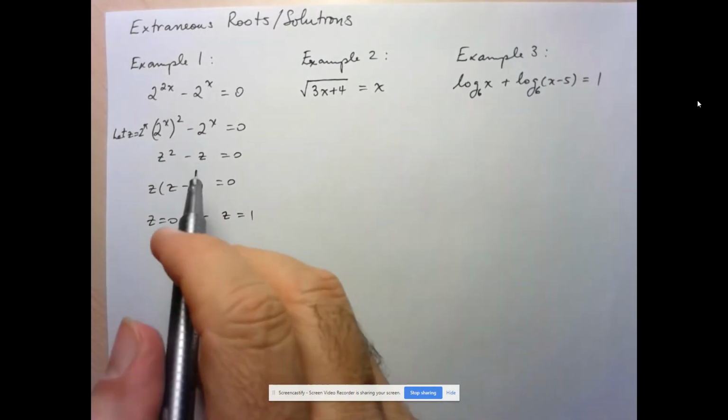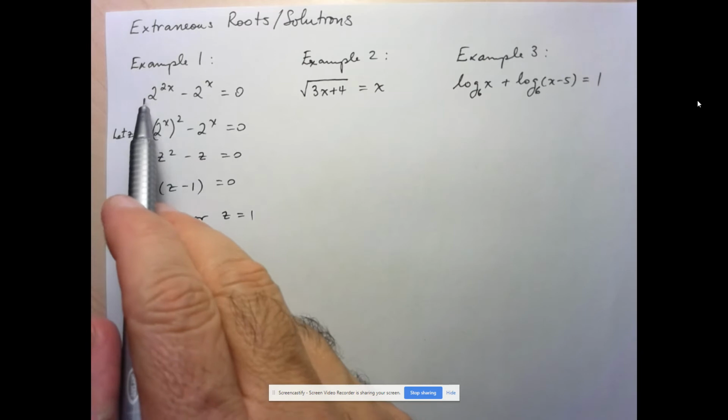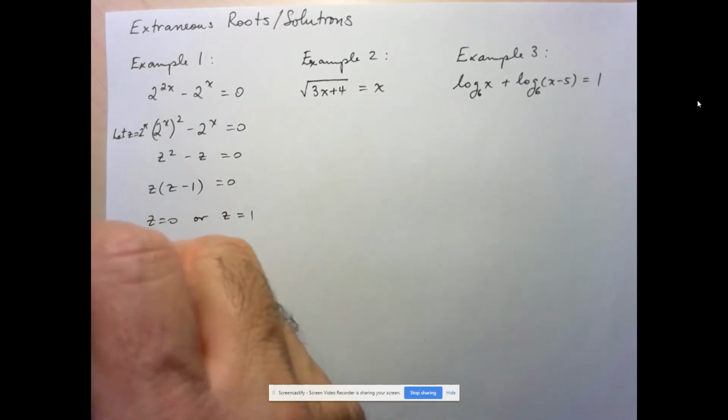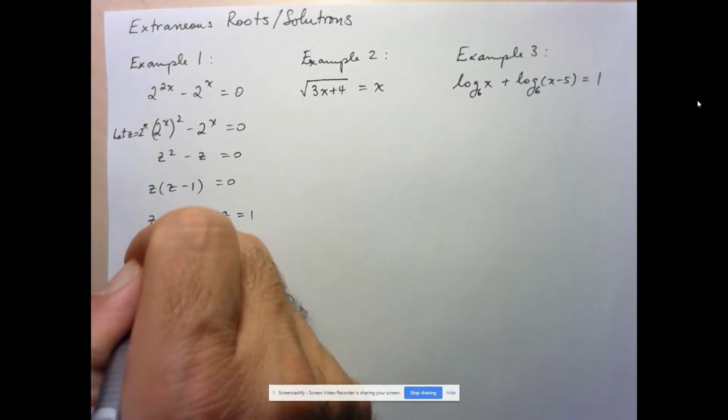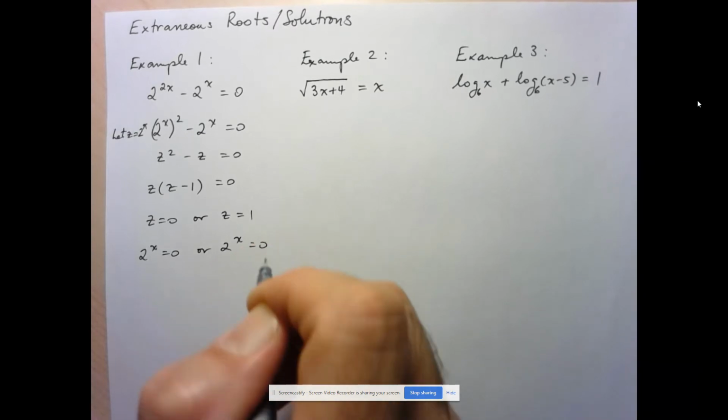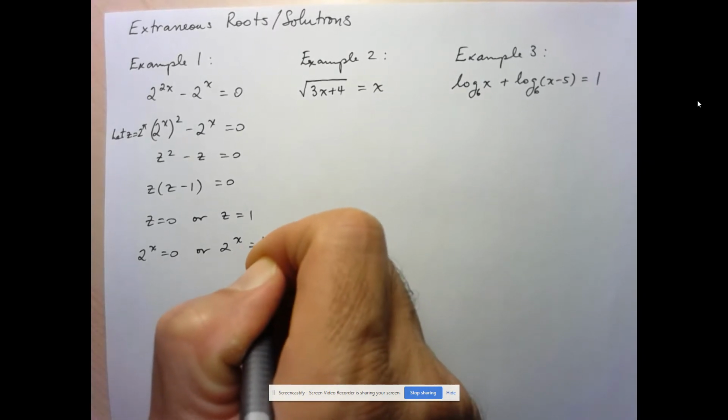But of course, it's not this quadratic that I'm trying to solve. It's the original equation with the exponential expressions. So I'm going to put back for z 2 to the x. Sorry, this is equal to 1.